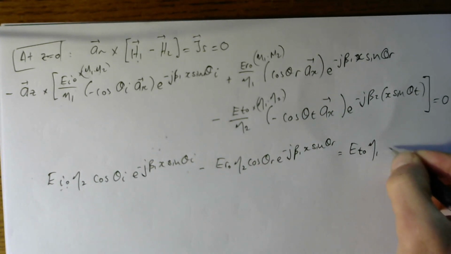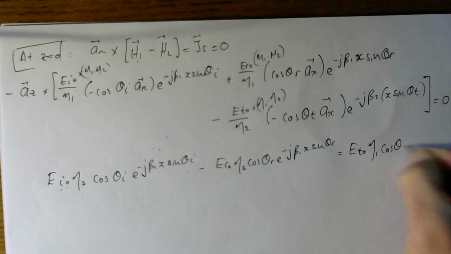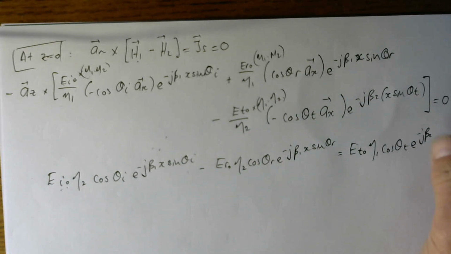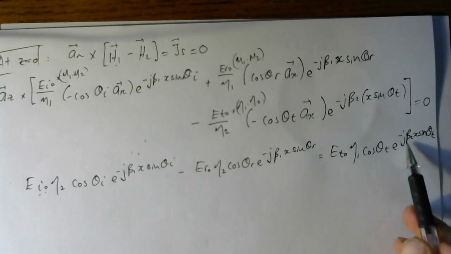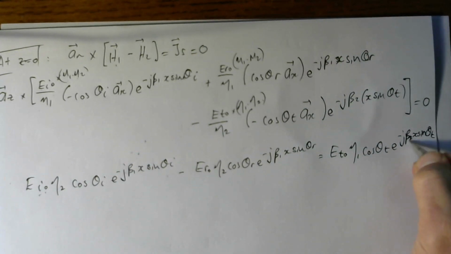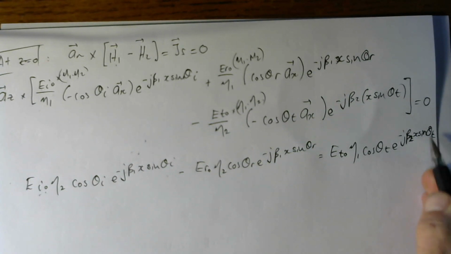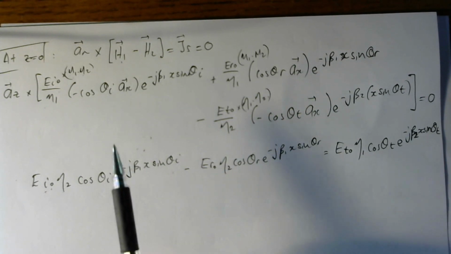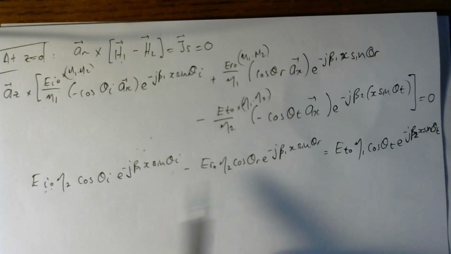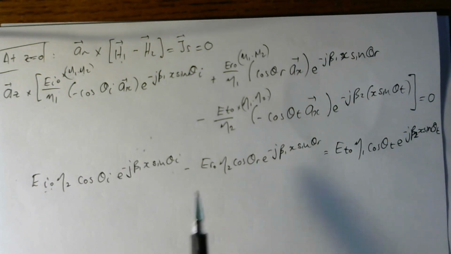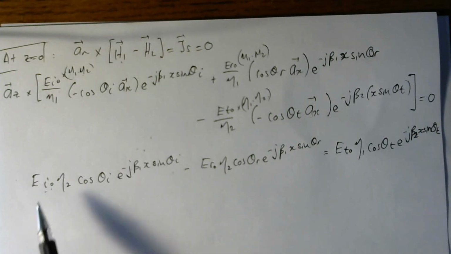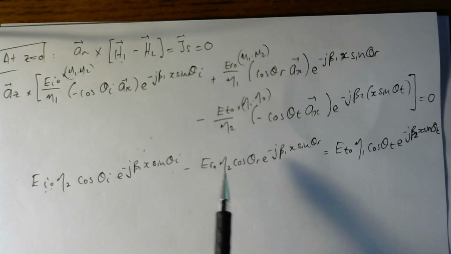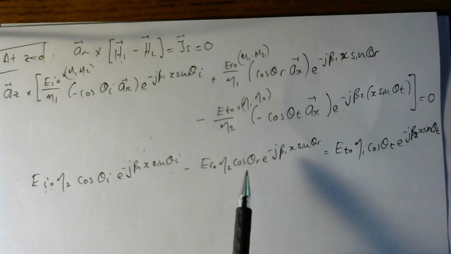and this is equal to ET0 eta 1 cos theta T e to the minus j beta 2 x sine theta T. Sorry, it's a bit pressed in here. I will scan and upload all these calculations so you can follow along there. I've just written on the left-hand side these two terms, and I've taken this term over to the right-hand side. That should be okay, right? EI0 eta 2 cos theta I minus ER0 eta 2 cos theta R.